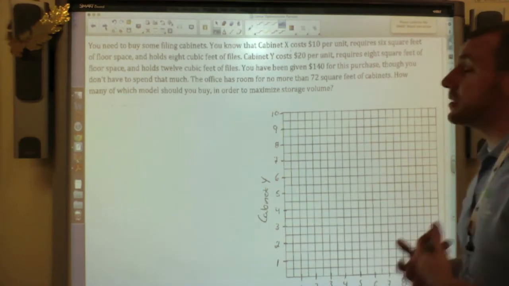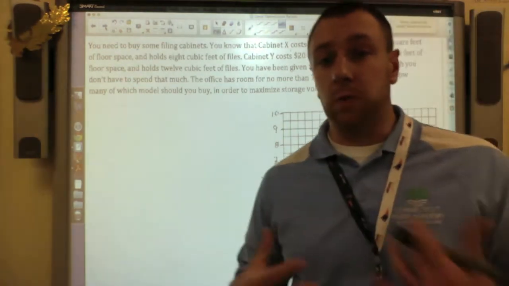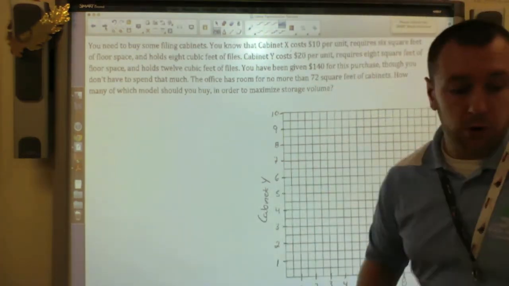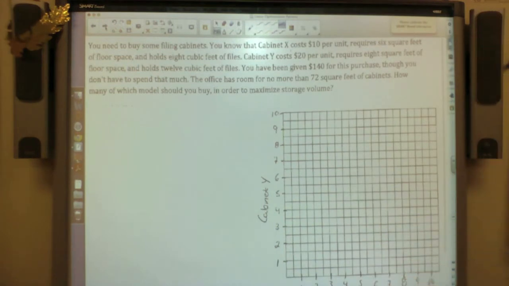So, this is a little bit harder, okay, because it deals with a little bit of X and Y. I'm going to still go through my reading protocol, so I'm going to read it once, okay? You need to buy some filing cabinets.